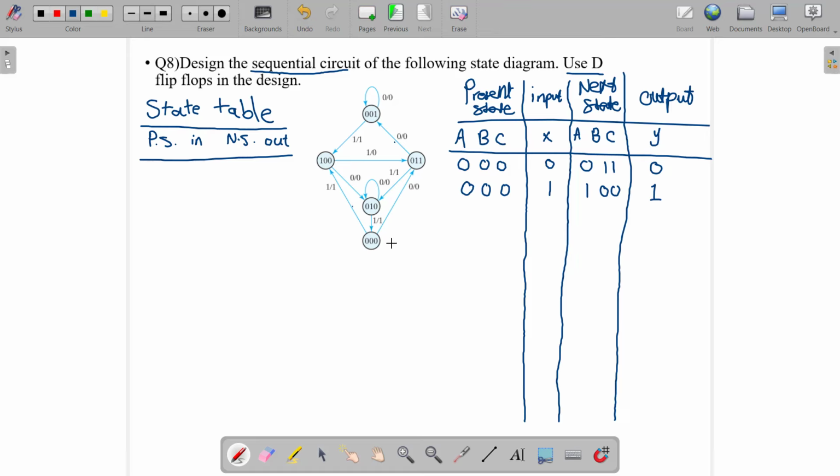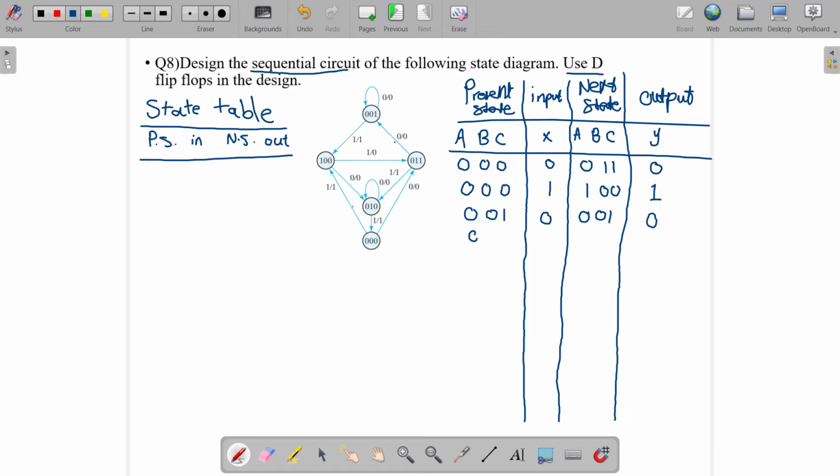So the next one is 0 0 1. Write the 0 0 1 here. Again we say that when x is 0 and we are in the present state as 0 0 1, what is the next state? The same thing, 0 0 1. What is the output? Output is equal to 0. So this process happens up to the end.